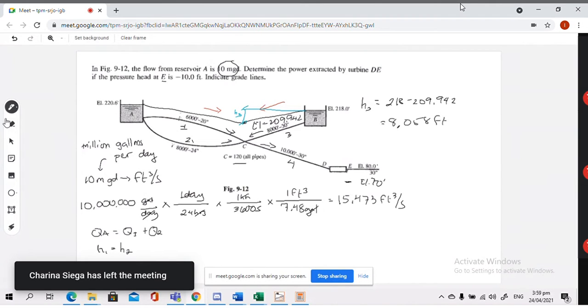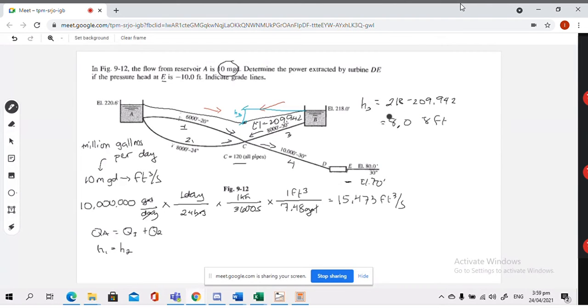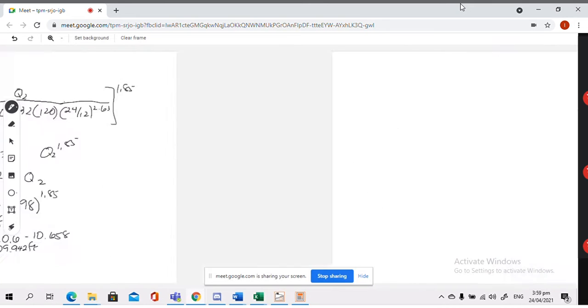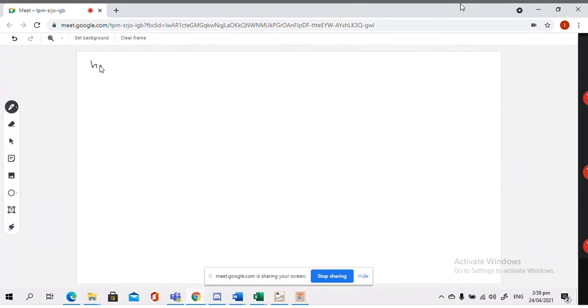Okay? So why is head loss important? Let me go back. Head loss in 3, which is 8.058, is equal to 8,000, L times Q3 over 0.4332 times C times D3 to the 2.63, to the 1.85. Okay, so going back, the unknown is Q3.